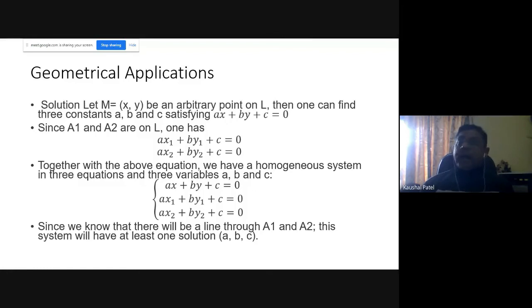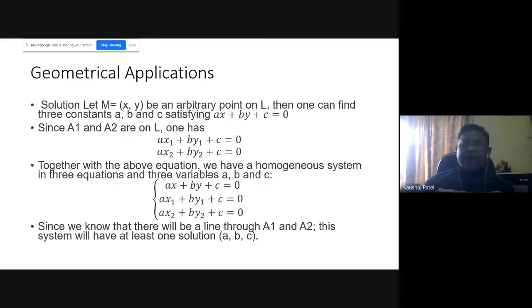Take an arbitrary point on the line L. Whenever we draw the line, the two points are fixed. Now what about other points that we can consider? They may have x and y, and then one can find the three constants a, b, c satisfying the line ax plus by plus c equal to 0. Since this line also passes through x1, y1 and x2, y2, it has two other equations: ax1 plus by1 plus c equal to 0, and similarly ax2 plus by2 plus c equal to 0. Now we have a total of three equations: ax plus by plus c equal to 0, ax1 plus by1 plus c equal to 0, and ax2 plus by2 plus c equal to 0.